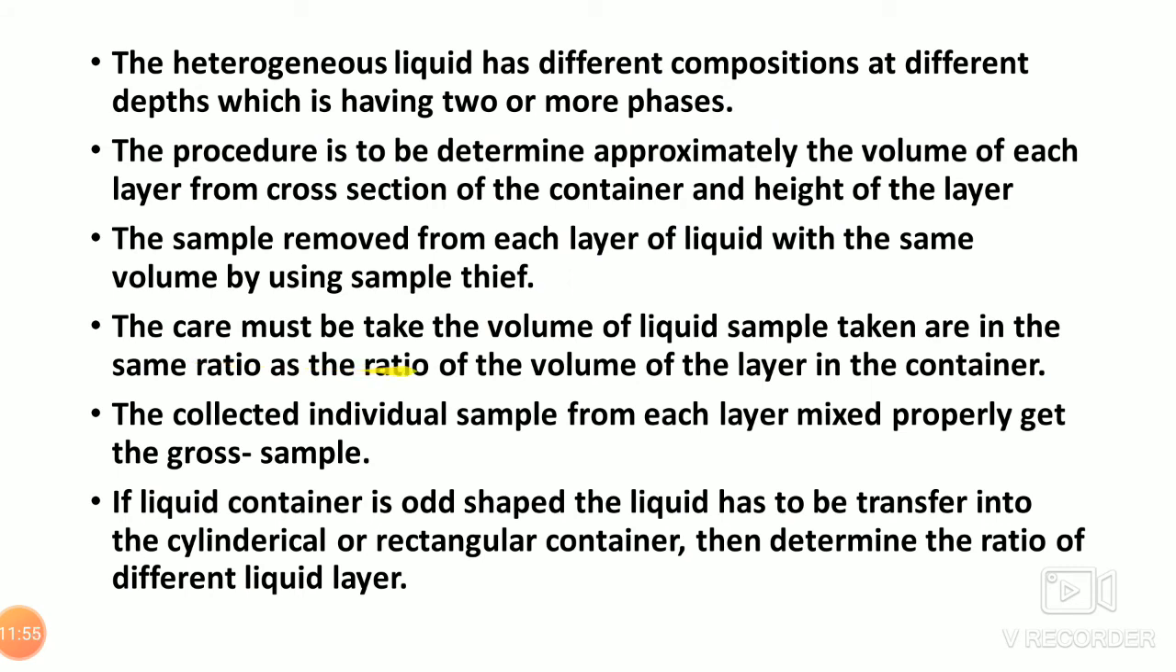Care must be taken that the volumes of liquid sample taken are in the same ratio as the ratio of the volumes of the layers in the container. The individual samples collected from each layer are mixed properly to get the cross sample. That means the 5 ml we have taken from the two layers, we mix properly. When we mix, we get the cross sample. What is the cross sample? We saw that in the very first lecture of this topic.